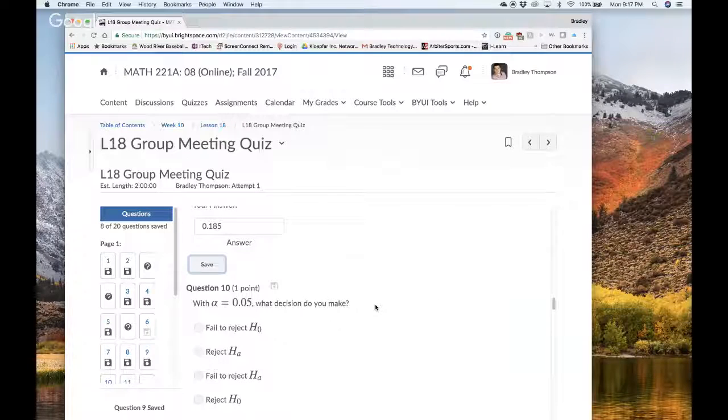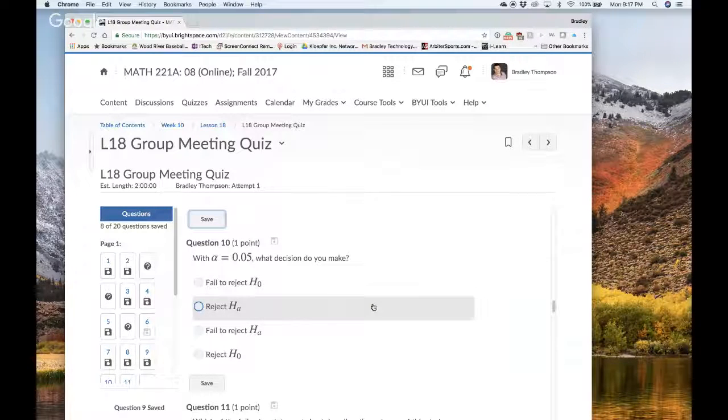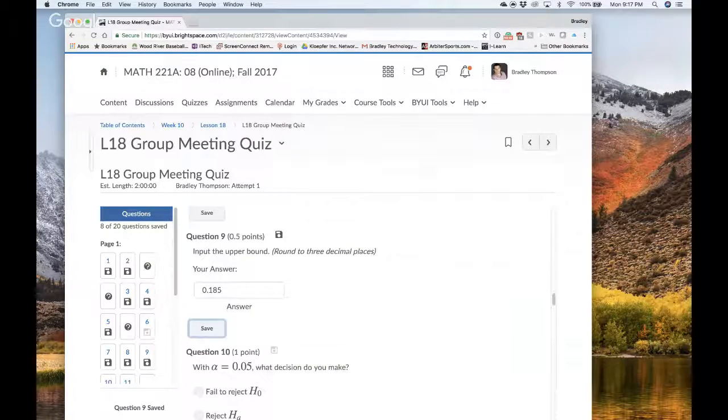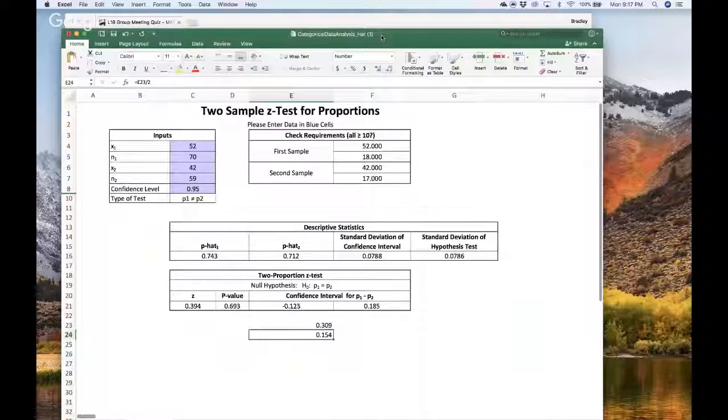With alpha equals 0.05, what decision do you make? So you get a negative on your lower bound? According to the confidence interval, right there, negative 0.123 and 0.185.